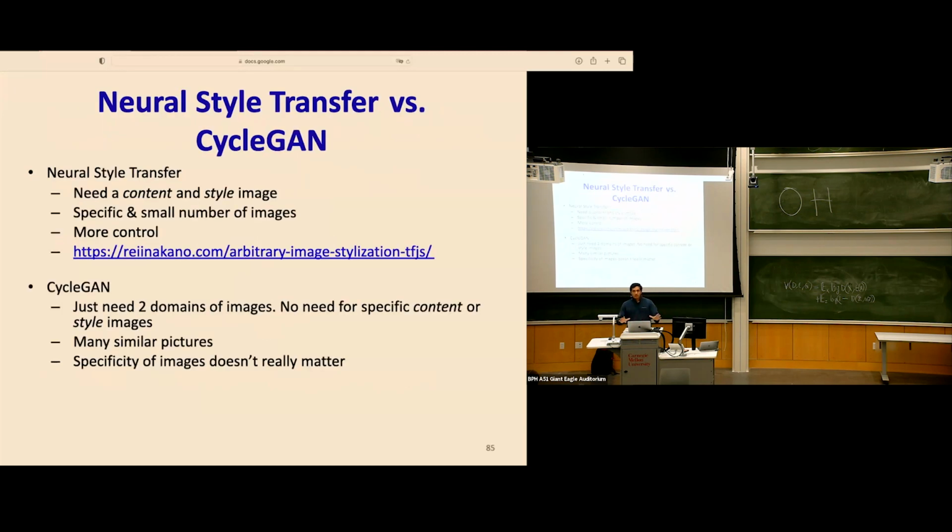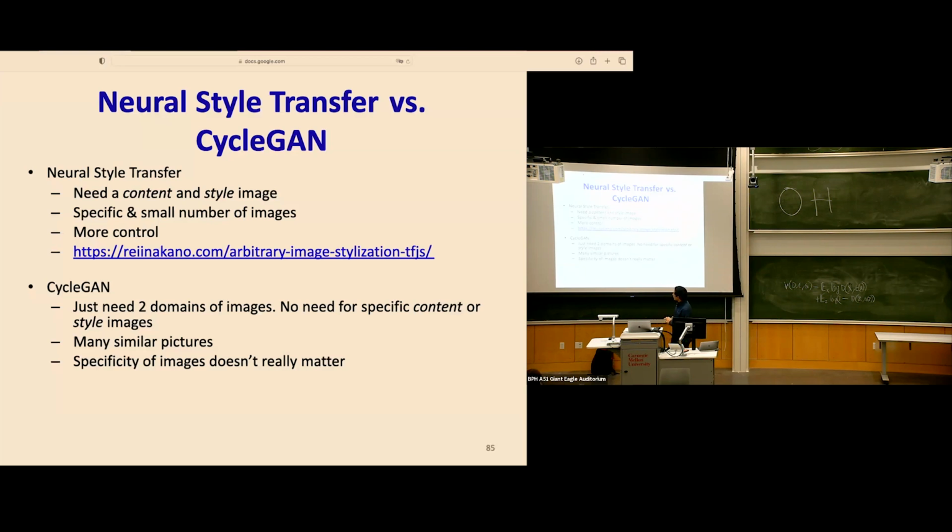Anyway, important distinctions between neural style transfer and cycle GAN. Neural style transfer needs a content and a style image, right? This is different from cycle GAN because in cycle GAN, you just need two domains of images. You don't need to map or connect one style image with one content image. You could just give it a class of images and another class of images, and it's just going to learn the latent representation between both of those.